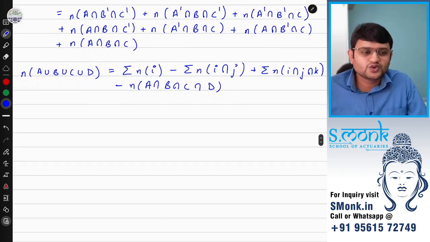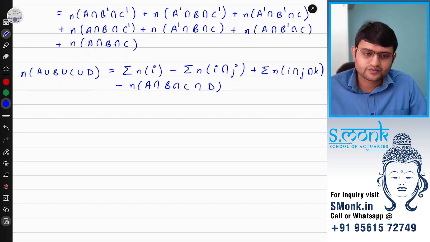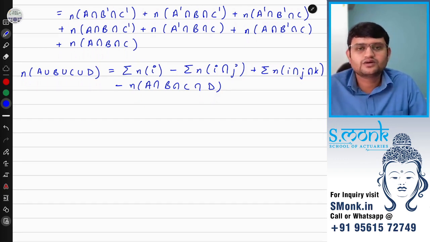We don't really use four unions, four intersections and stuff, because we understand the concept. We don't need to use it in our course. So we are going to see two sets or three sets. That is very common, but four sets we don't really see them.